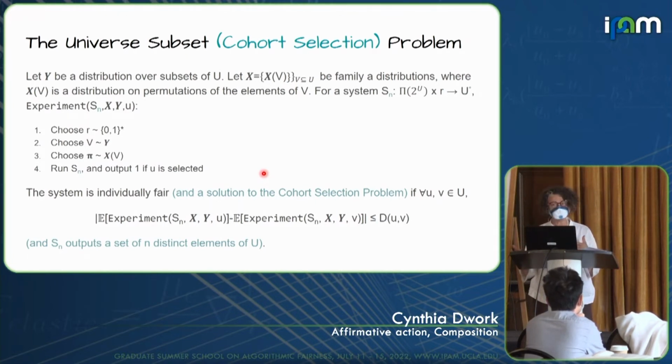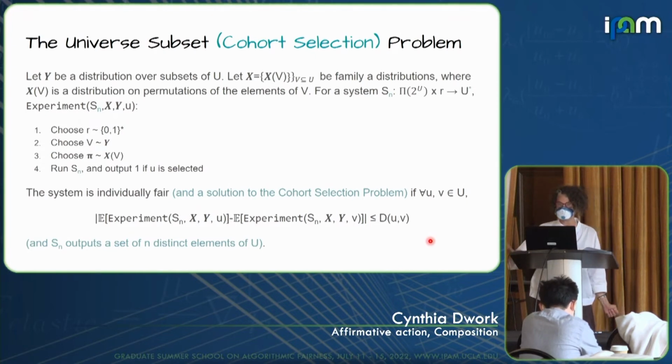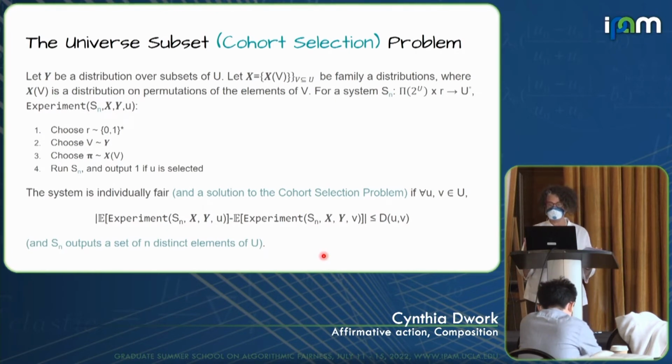We haven't specified exactly what's fair and not fair yet, so we need to do that. And we say that the system is individually fair, and potentially a solution to the cohort selection problem, if the difference in probabilities here is controlled by the Lipschitz constraint, bounded by the distance between U and V. And for the cohort selection problem, this is a set of size n. So this is the goal that we have for cohort selection.